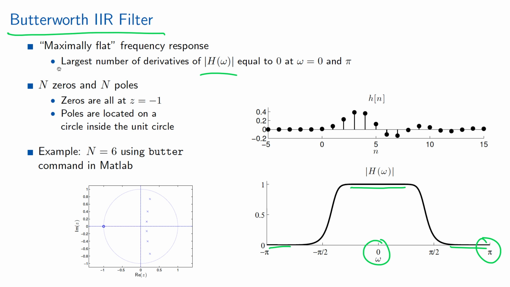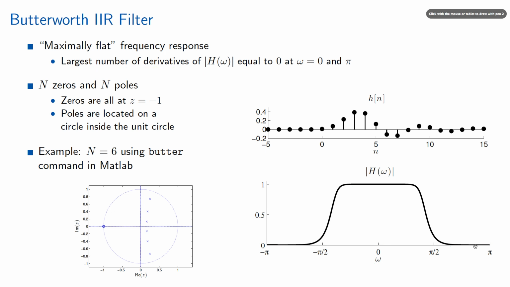And basically we try to set the most number of derivatives of this Taylor series to 0, which is what gives us this very, very flat response. That's very, very useful for applications where you don't want ripples. A Butterworth filter has n zeros. It has n poles. All of the zeros are located at the point z equals -1.